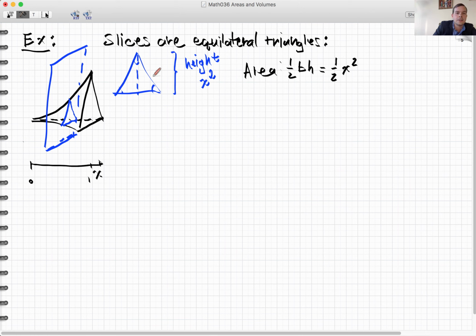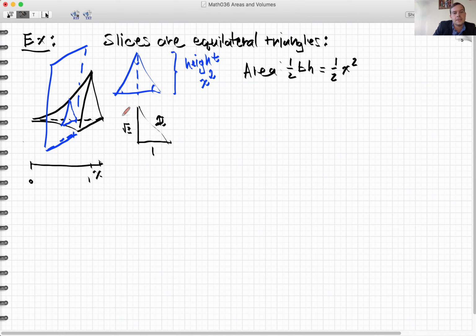Now I just need to figure out the base. Since I've specified that this is an equilateral triangle, I know that this is 60 degrees, this is 30 degrees, and this will be a right angle. The base is twice the length of this. Using my ratios, I know that this edge will have a ratio square root 3, this edge will have a ratio 1, and this one will be 2.